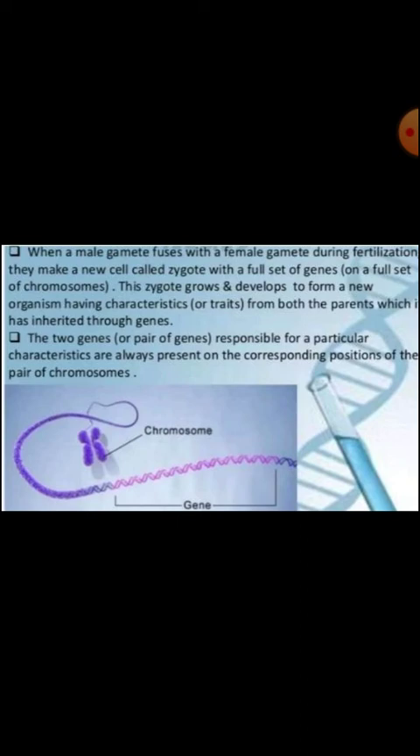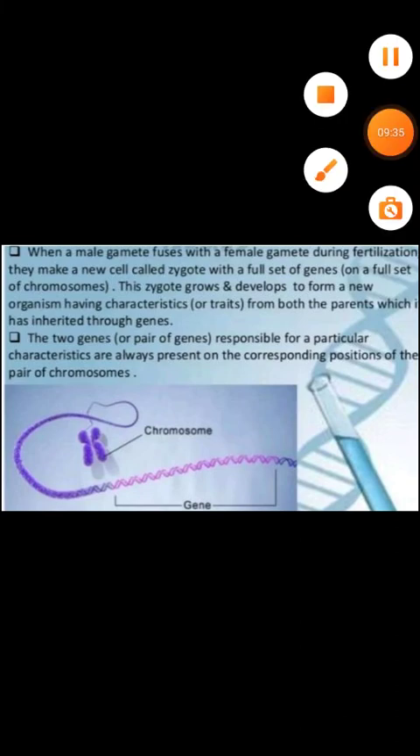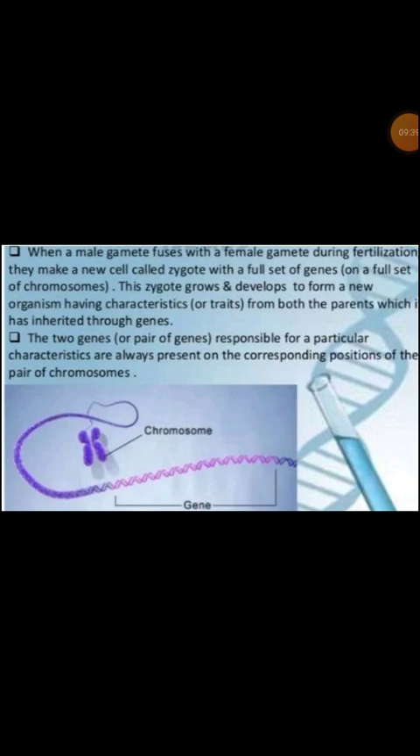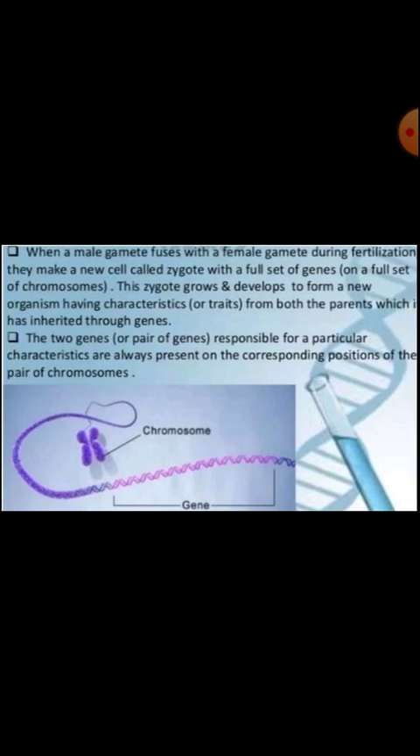The two genes responsible for a particular characteristic are always present on the corresponding positions of the pair of chromosomes. So, dear students, in the sexual mode of reproduction, genes are transferred from both father and mother. The characteristics are transferred into the progeny equally, because 23 chromosomes from the father and 23 chromosomes from the mother are transferred to the offspring, and that's why the genes are equally transmitted from the father's and mother's sides.